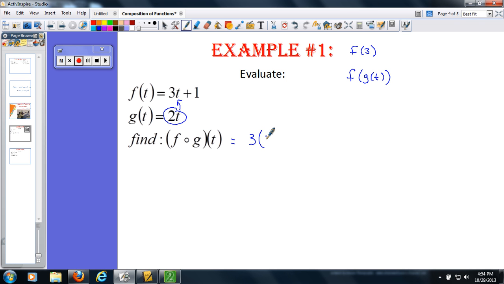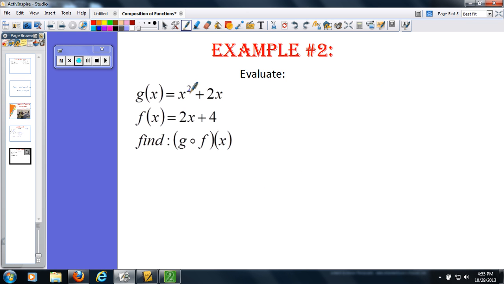Or you could think of it this way. This is going to be 3 times g of t plus 1. And we know g of t is 2t plus 1. So this is going to be 3 times 2 is 6t plus 1. And this is f of g of t. So what you're doing is it's just like when we had a number in the parentheses for f. That number replaced the variable. Now, instead of it being a number, it's another function. So let's look at example number 2.